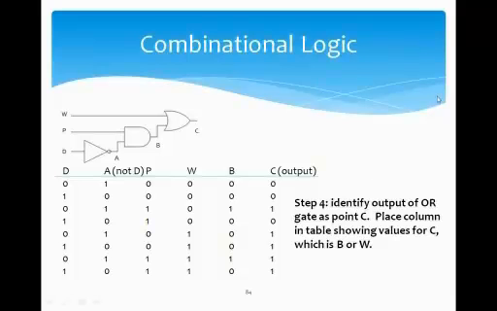So let's see. Here's a 0, 0. That'll be a 0. Second row, 0, 0. That produces a 0. Third row, 0, 1 produces a 1 output. Fourth row, 0, 0 produces a 0. And in 5, 6, 7, and 8, I've got a 1 input, so all of those are going to produce a 1 output. So there is the output C relative to all the possible combinations of inputs D, P, and W. And we've solved that combinational logic circuit.